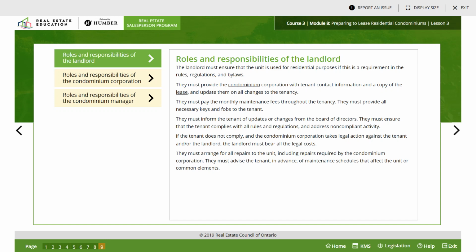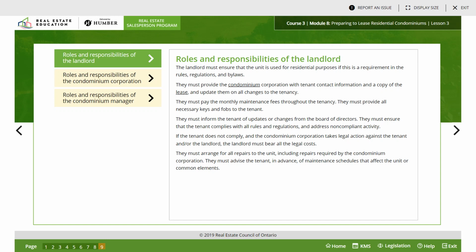They must pay the monthly maintenance fees throughout the tenancy. They must provide all necessary keys and fobs to the tenant. They must inform the tenant of updates or changes from the board of directors. They must ensure that the tenant complies with all rules and regulations and address non-compliant activity. If the tenant does not comply, the condominium corporation may take legal action against the tenant and/or the landlord. The landlord must bear all the legal costs.